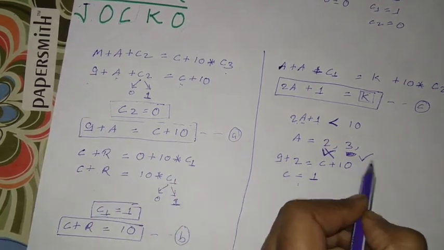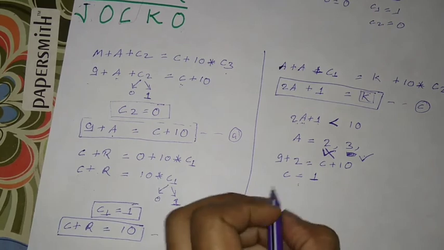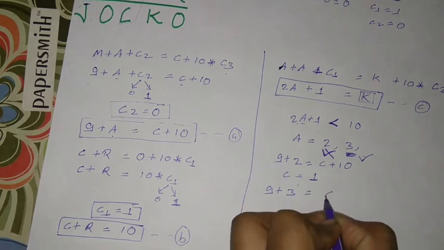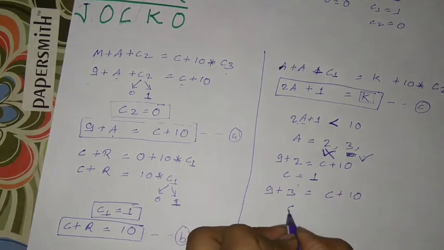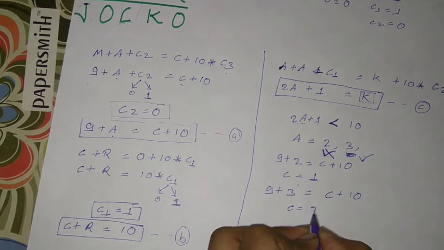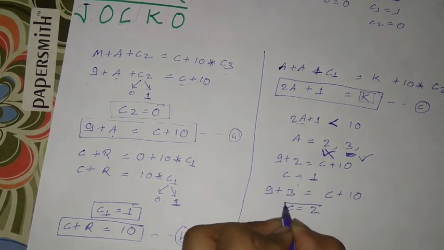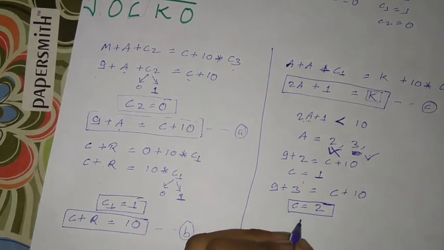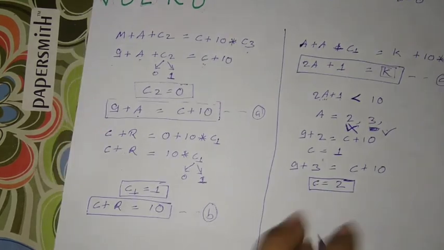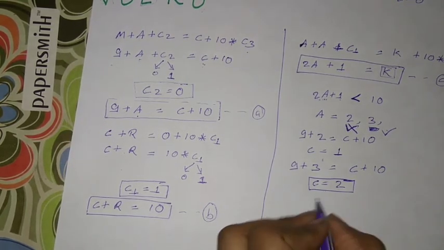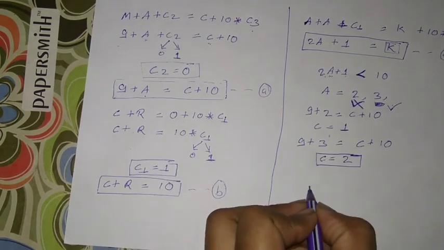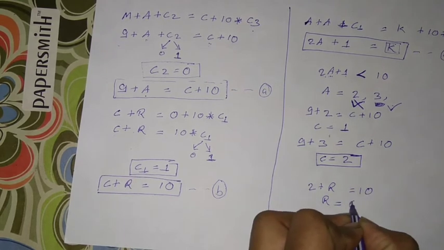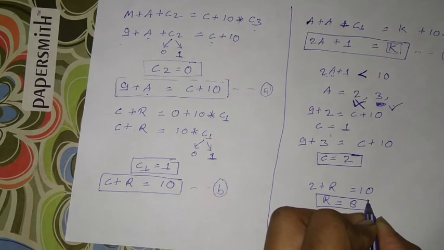Then we again put this value in equation A. Then we get 9 plus 3 equal to C plus 10, so the value of C is equal to 2. This value is not occupied by any other variable, hence C is equal to 2. Put this value in equation B. Then you get 2 plus R equal to 10, so R equals 8. You get the value of R equal to 8.